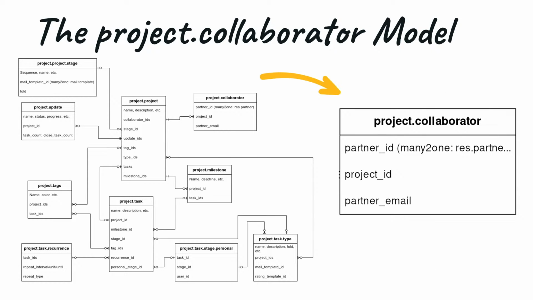Now the next model is the project.collaborator model, which basically represents the collaborators of a project. It's a link between partners and projects if partners have been given access rights to the project. So it has fields such as the partner ID, which points to records in the res.partner table, and a field for the project ID. It also has helper fields such as the partner email, which is again taken from the res.partner table.